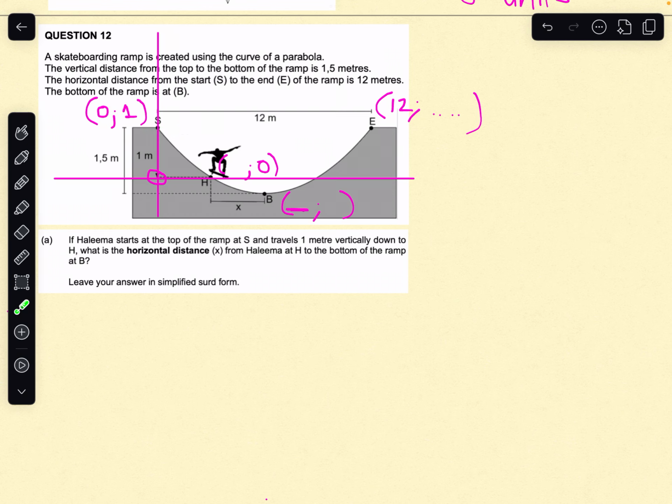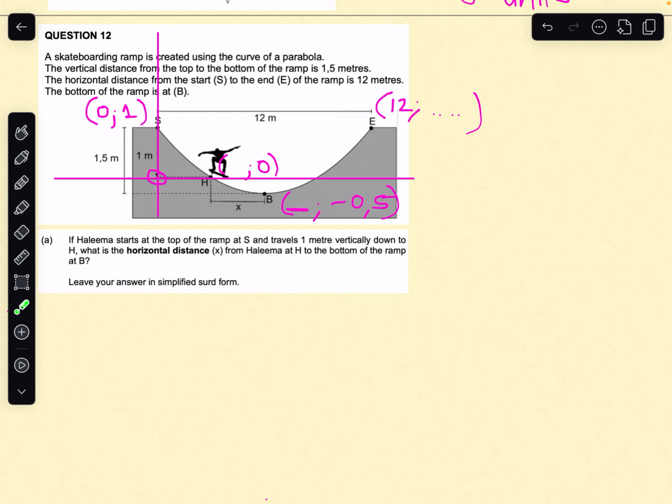They didn't tell us. Okay, and I just noticed now that they did tell us the vertical distance between S and B is 1.5 meters. So we do actually know the y coordinate of B. It's going to be negative 0.5, because it's 1 meter down and then another 0.5 meter, and then we get to B.